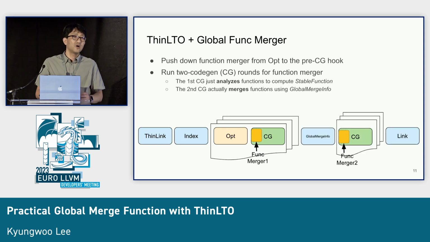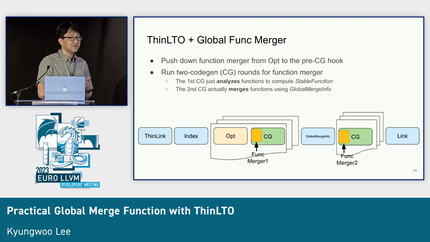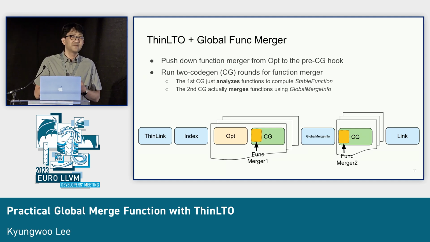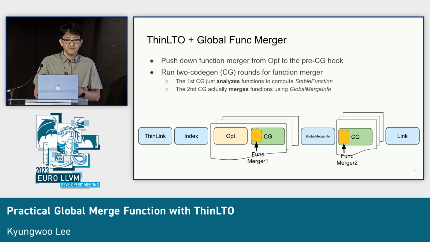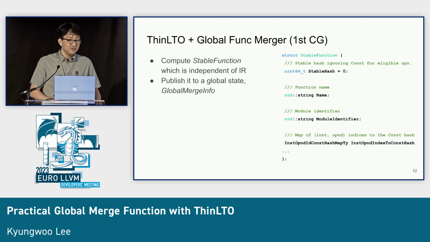We run the codegen round twice. The first codegen round analyzes functions to produce a summary, which we call the stable function. And then we publish it into the global merge info. During the second codegen, we merge stable functions optimistically using this global information. So let me go into a little bit more detail.